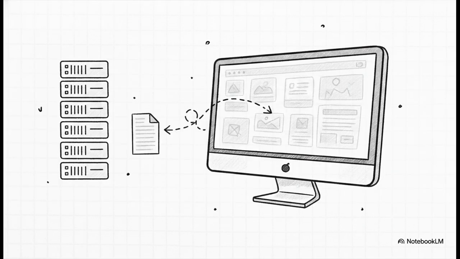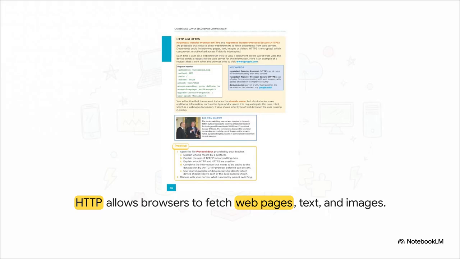Okay, so TCP/IP moves the data. But how do you actually see a website? Well, let's look at HTTP, which stands for Hypertext Transfer Protocol. HTTP is the specific protocol your web browser uses to make the internet visible on your screen. Whenever you type in a URL, like google.com, HTTP allows your browser to send a request to a web server and fetch the actual web page documents, images, and videos in response.